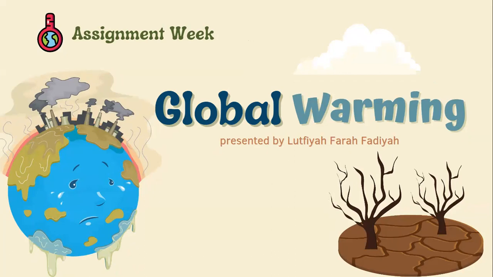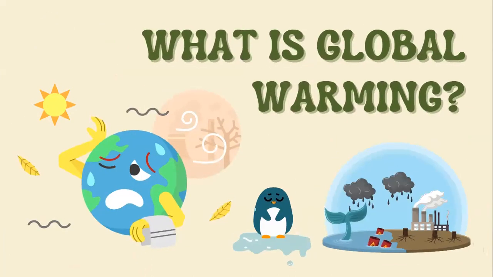In this video, I would like to talk about global warming. First, we're gonna talk about the definition of global warming. What is global warming? Global warming is the increased concentration of carbon dioxide and other gases, or what is commonly called greenhouse gases, in the Earth's atmosphere that makes the Earth's atmosphere retain more heat from the sun. This leads to an increase in the Earth's temperature, resulting in global warming.